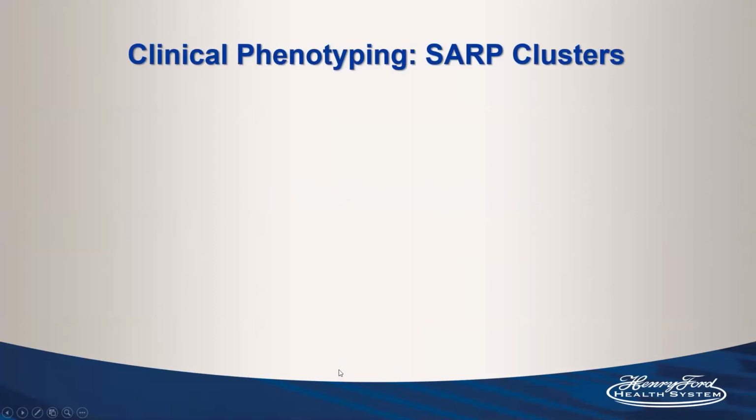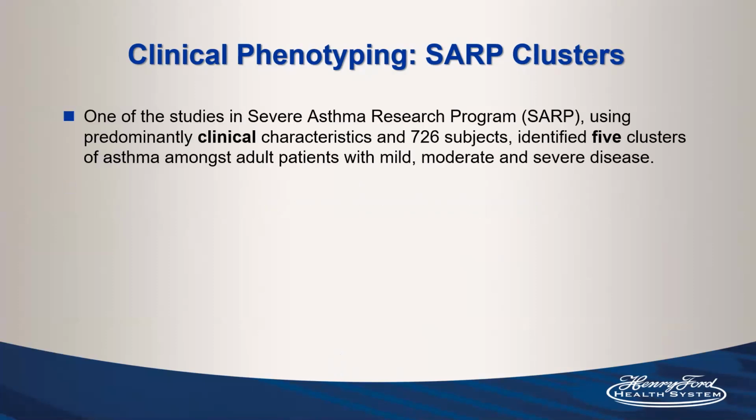So this is, in a way, the clinical phenotyping. The best thing that can describe it is the SARP clusters. SARP means the Severe Asthma Research Program. It's an NIH-funded group. It has several locations in the country. In one of their major studies, they recruited around 700 asthmatic subjects, pretty much non-smokers, and did extensive questionnaires with them and PFTs to get their FEV1, FEV1 over FVC, and all of that.